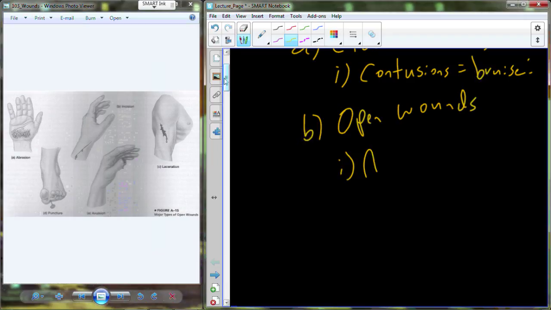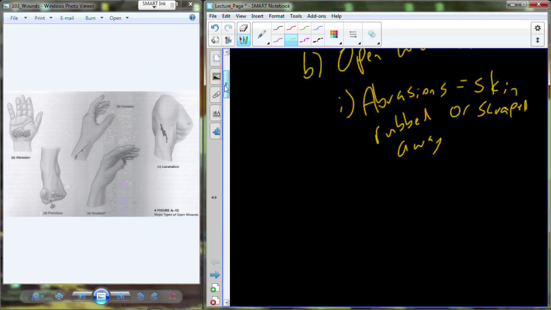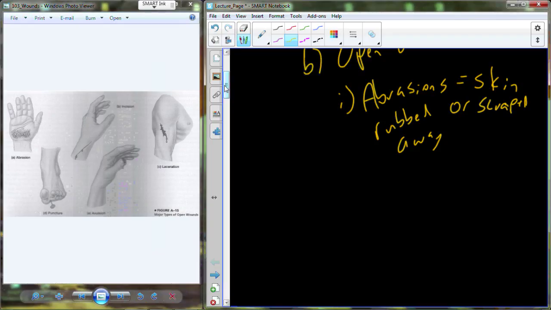All right, so abrasions. These occur when skin is rubbed or scraped away. So you might fall off your bike and skin your knee, or skin the palm of your hand. And that would be an example of an abrasion.